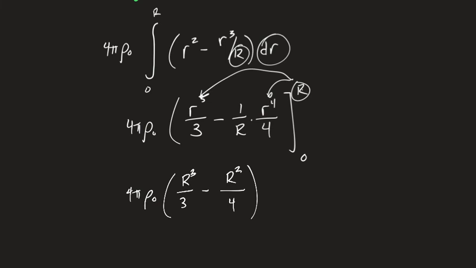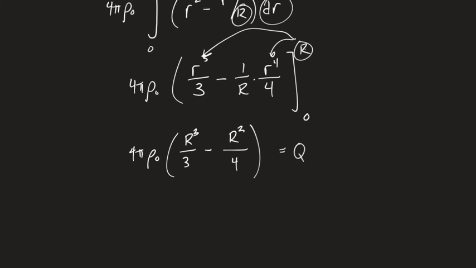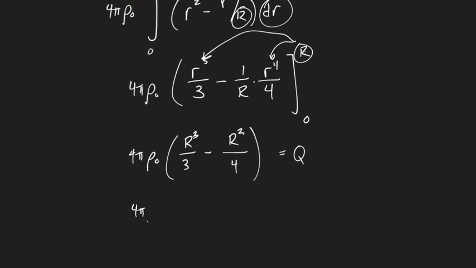We all seeing that okay? So keep going. This all equals Q. 1/3 minus 1/4 is 1/12. Pretty sure. Last time I checked. So this should be 4 pi rho naught R cubed over 12 equals Q.